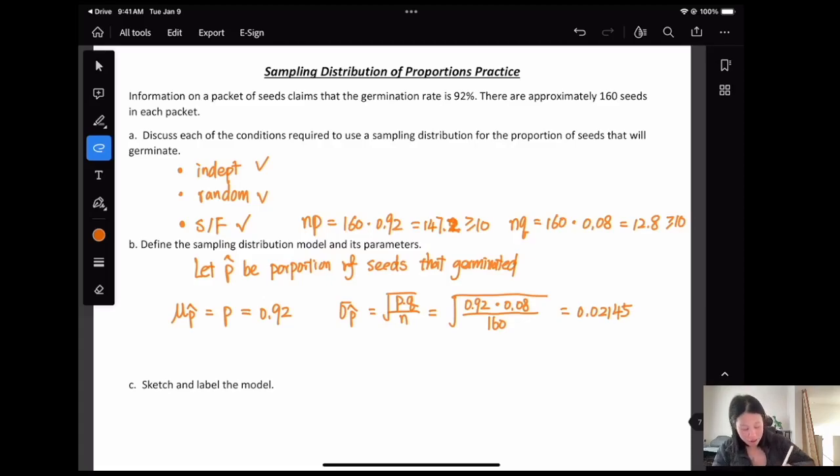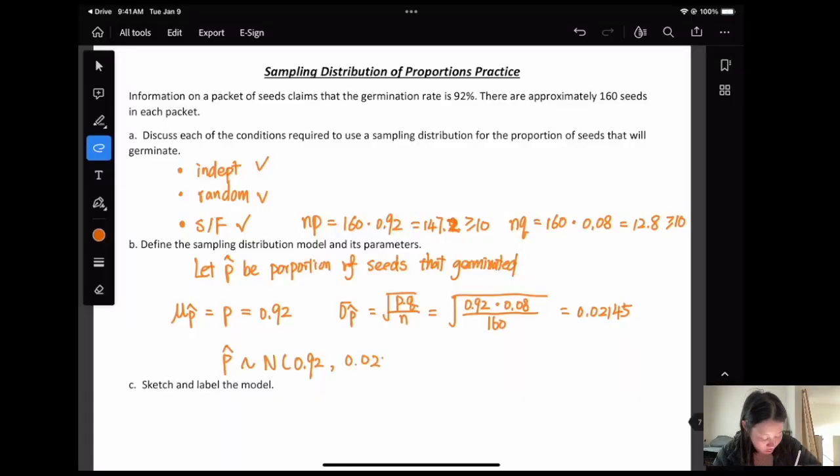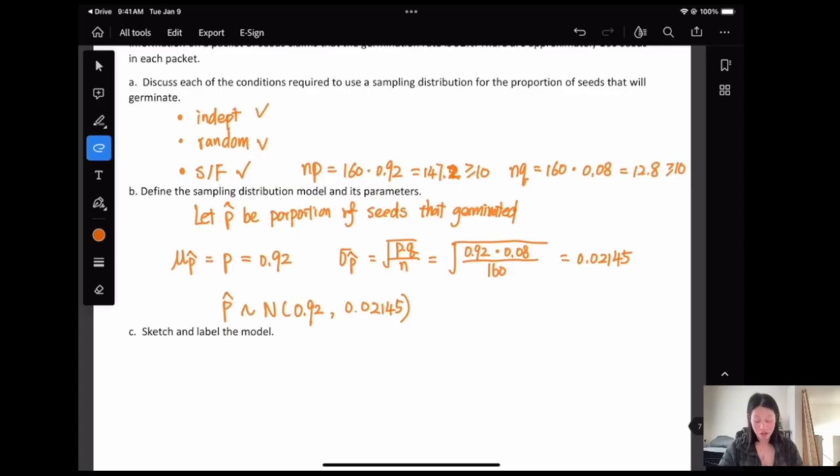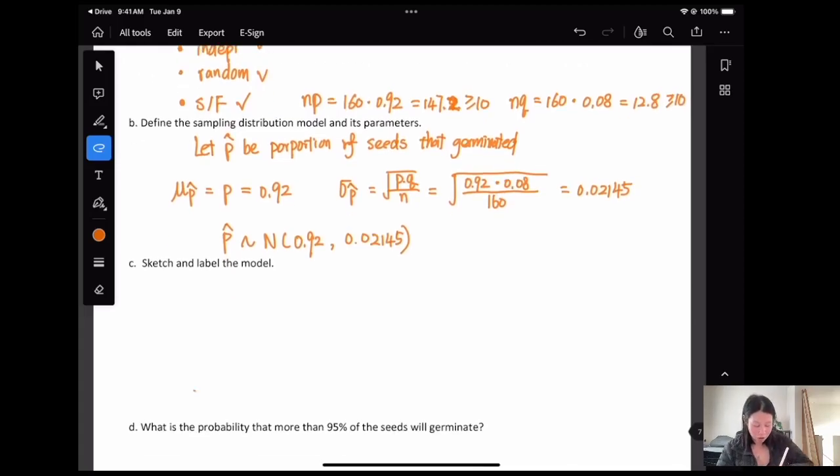So that means our p hat follows a normal distribution with a mean of 0.92, and the spread, the standard deviation, is 0.02145. Sketch and label the model.